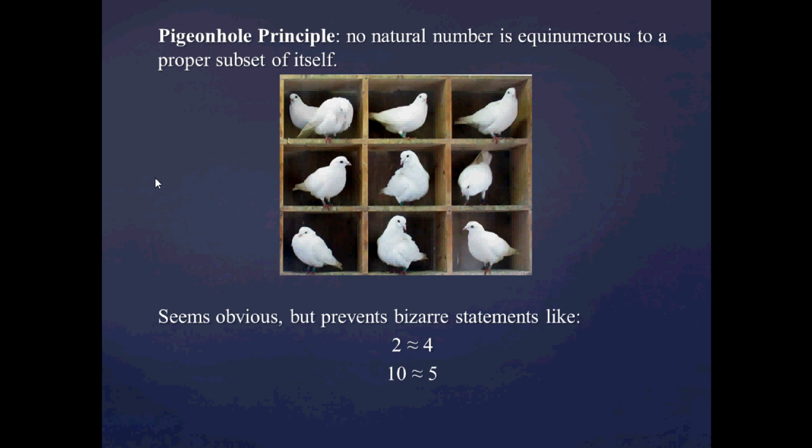Now I'd like to wrap up this video by talking about some of the properties of finite sets in terms of equinumerosity. So the first thing I'd like to talk about is the pigeonhole principle, which is a very intuitive idea, which says that no natural number is equinumerous to a proper subset of itself. So you have some natural number, let's say 4, which is a set containing 0, 1, 2, and 3. Take a proper subset of that, and there's no way that that proper subset is equinumerous. So hopefully that's pretty intuitive.